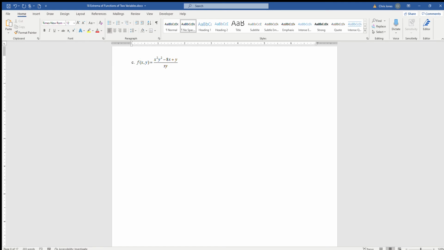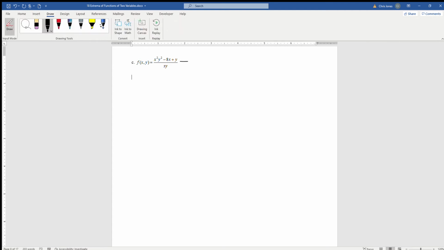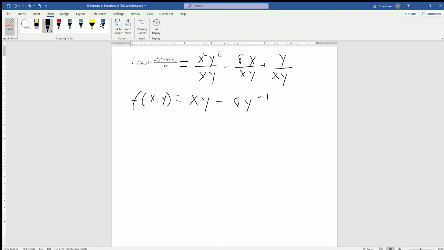All right, so let's go ahead and start by rewriting the function. And we can start by using this trick. Remember the algebra trick that if you divide by a monomial term, you can just break it up into 3 separate monomials. And so f of xy in its new form is going to be xy minus 8y to the minus 1 plus x to the minus 1. Right? And I did that because obviously we have to set it up for differentiation.